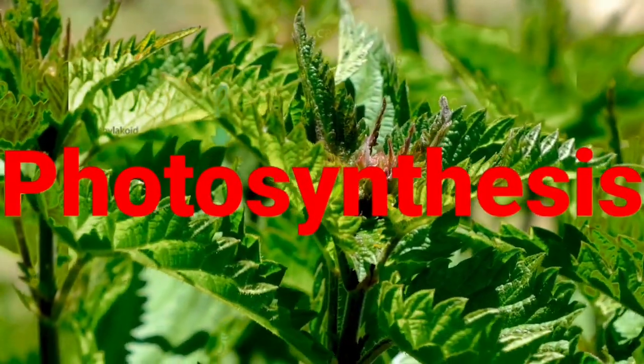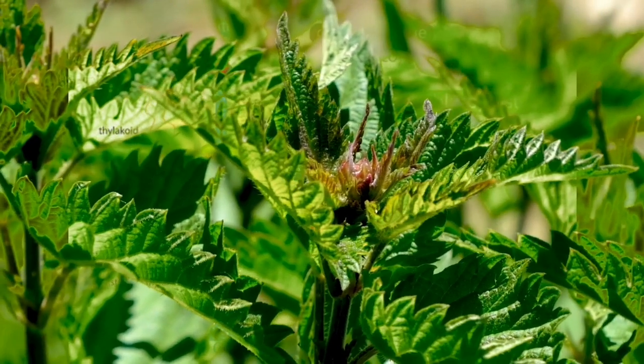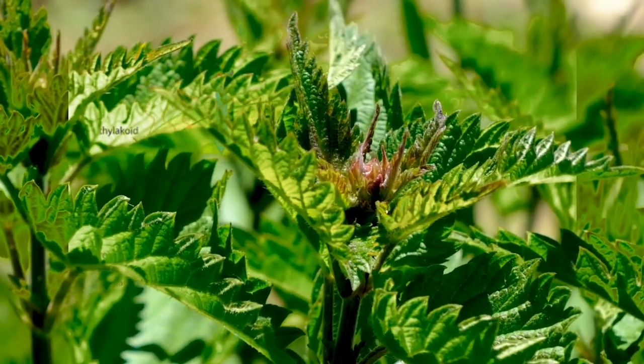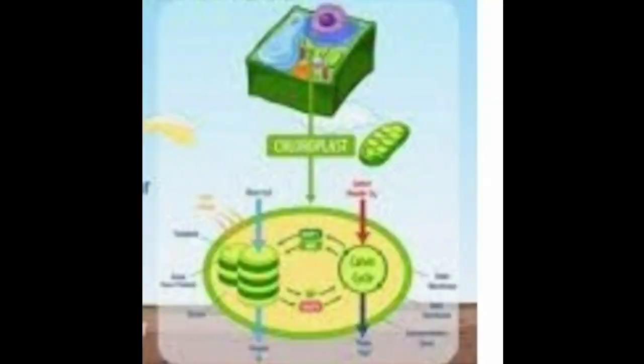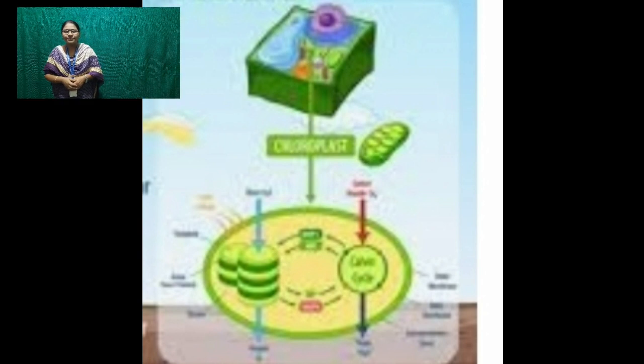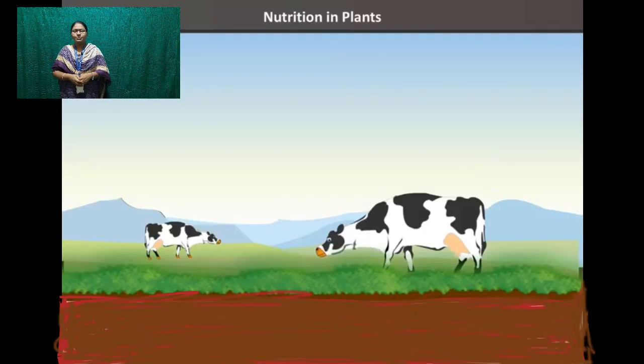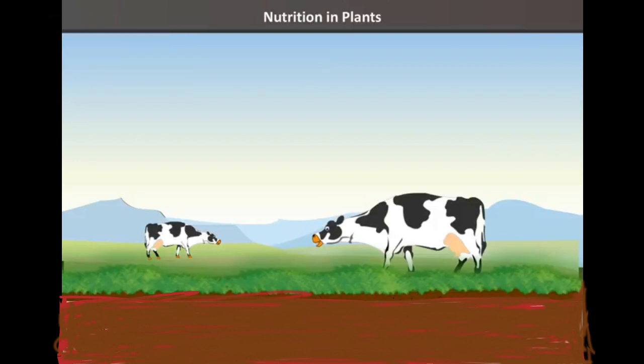Today our topic is photosynthesis. In this video you will learn about the basics of photosynthesis. Leaves are the food factories of plants. Therefore, all the raw materials must reach the leaf.